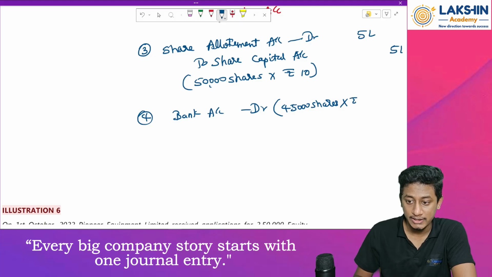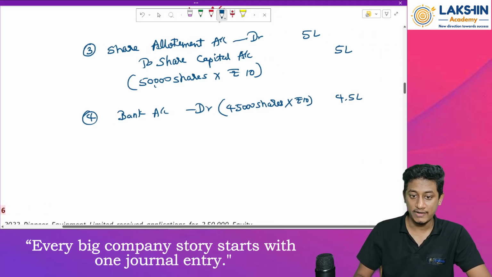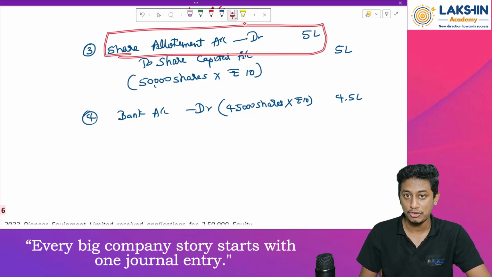Shares of rupees 10 each. How much will that be? Rupees 4.5 lakhs. But this account should be reversed now. This account, whatever we have, should be reversed, right?